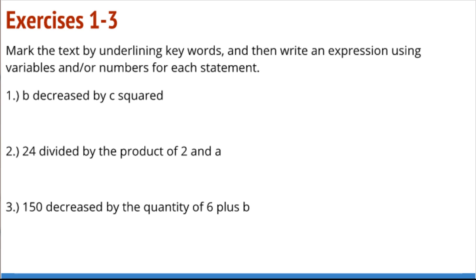All right, taking a look at some exercises here. And we're going to mark the text by underlining keywords and then write an expression using variables and/or numbers for each statement. So I have decreased and I have a squared. The squared goes with the C, so I have C squared. And it says B is decreased by that. So B is decreased by B minus C squared.